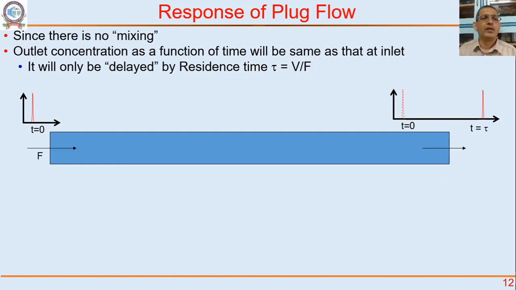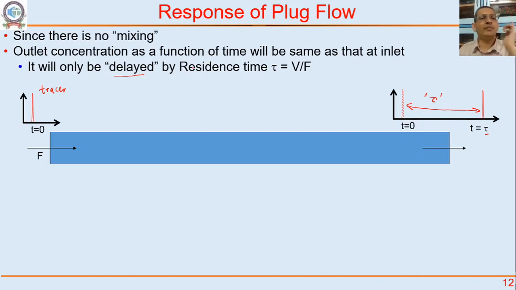Let's go forward. Response of a plug flow now. So if there is no mixing, it is becoming like a piston. The tracer that we have put in will just come out in exactly the same way, but it will just be delayed by a time equal to the residence time in the reactor. So it is called delayed. It is just coming out after it has spent time tau. That's why it is called just a delay time.